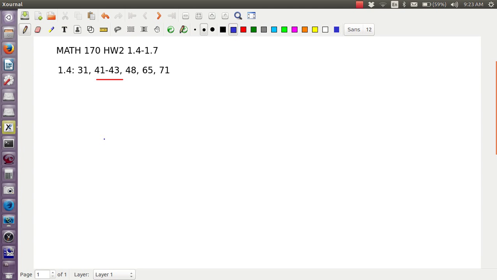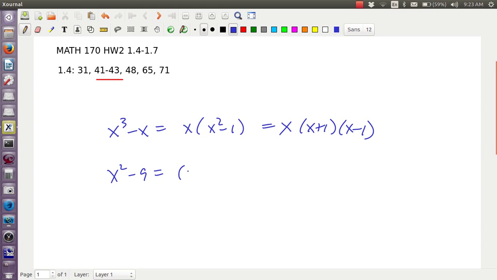We talked about this in class too. If you have something like this, it can factor like this. So that's a hint for your homework if you're stuck on that question. And if you have a perfect square minus a perfect square, it always splits up into sum and difference.